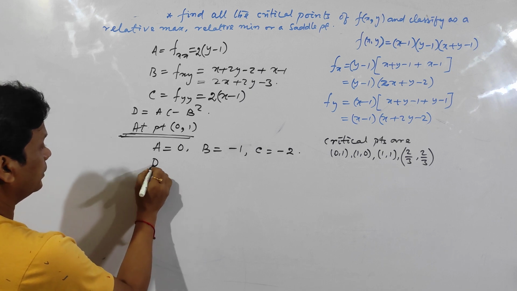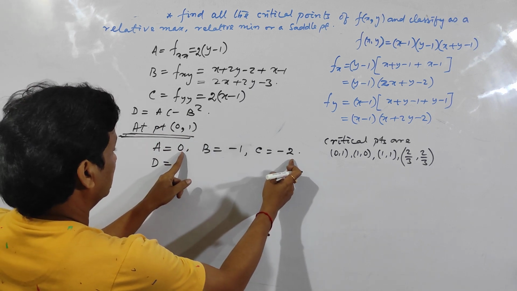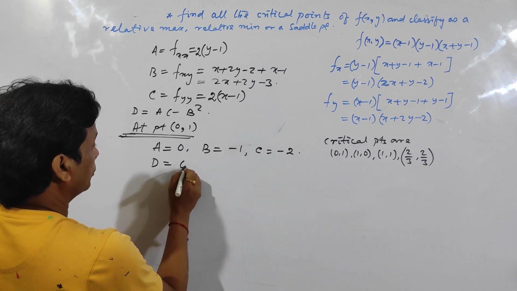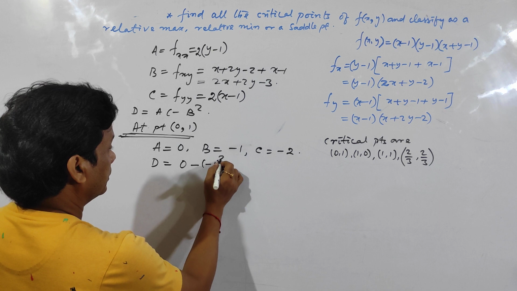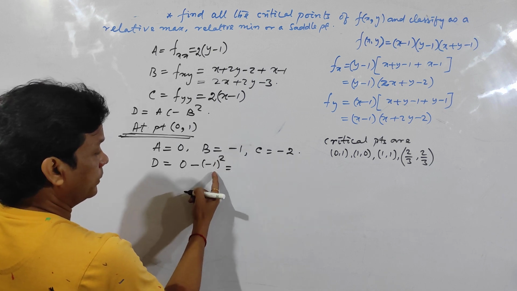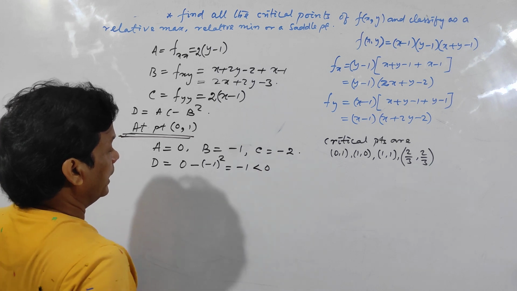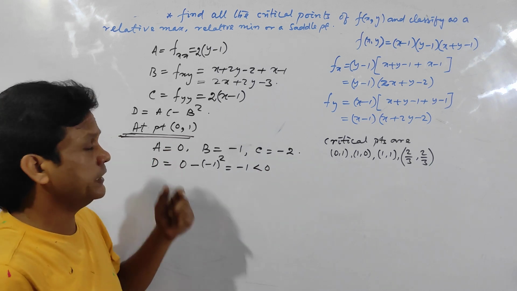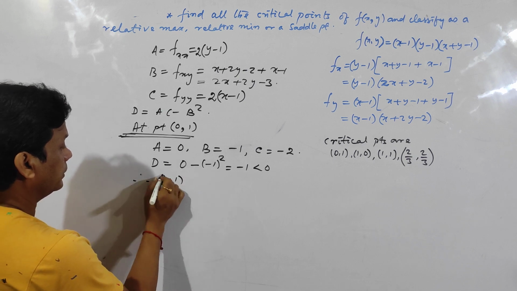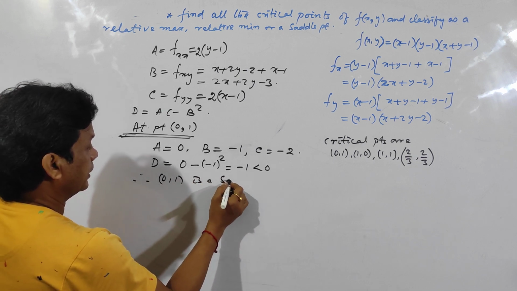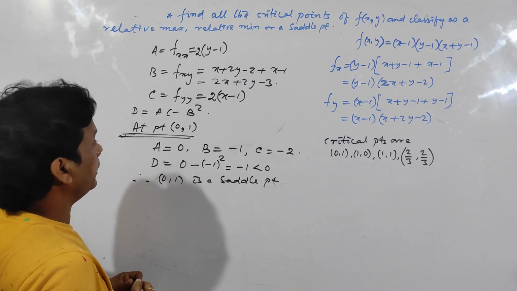Then what is D here? D is AC minus B square. AC means 0 minus B square. B square, minus 1 square is 1. So 0 minus 1, which is less than 0. And if D is less than 0, then the point is a saddle point. So (0, 1) is a saddle point. Clear? So the point (0, 1) is over.